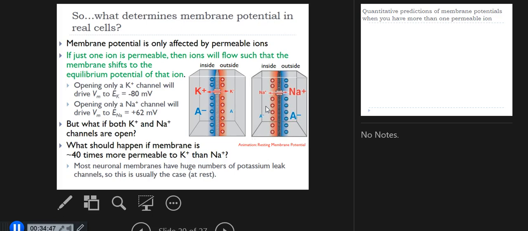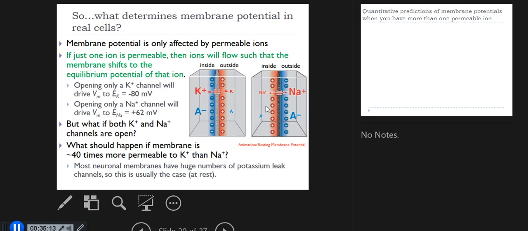What do you think would happen if the membrane is 40 times more permeable to potassium than sodium? So sodium is still permeable, but you are 40 times more permeable to potassium than sodium. Where are we roughly going to be? Are we going to be around 0? Are we going to be close to -80? Close to +62? What do you think?